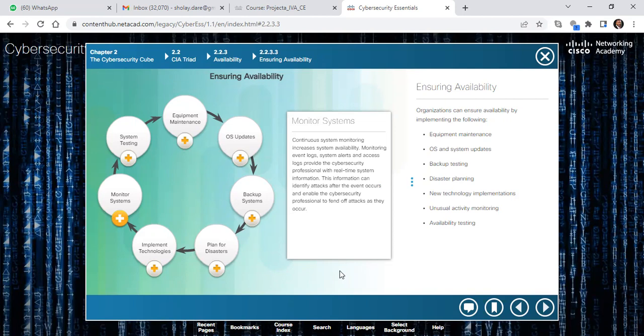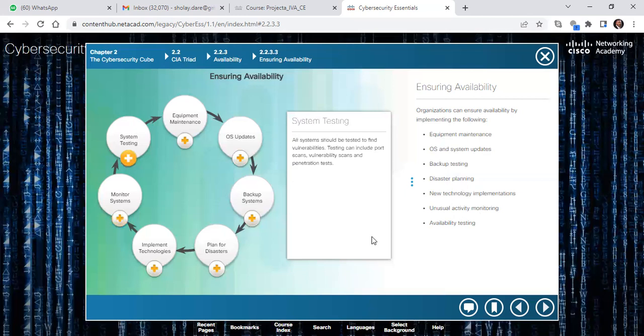So this information can identify attacks after the event occurs and enable the cybersecurity professional to fend off attacks as they occur. So it is very important that unusual activity monitoring is done.